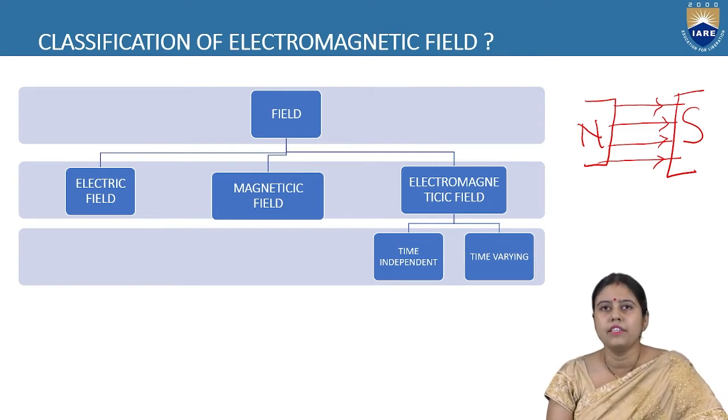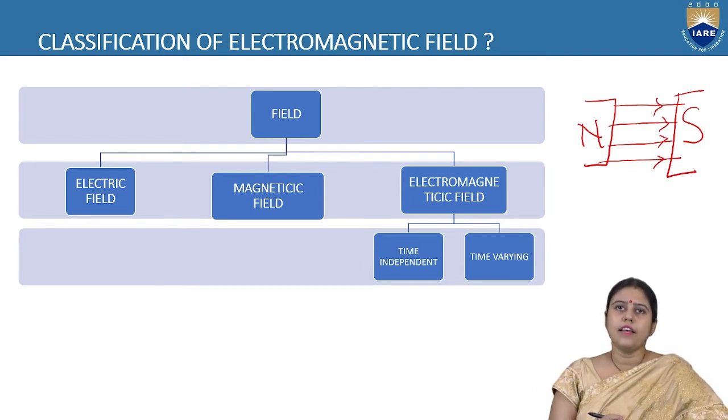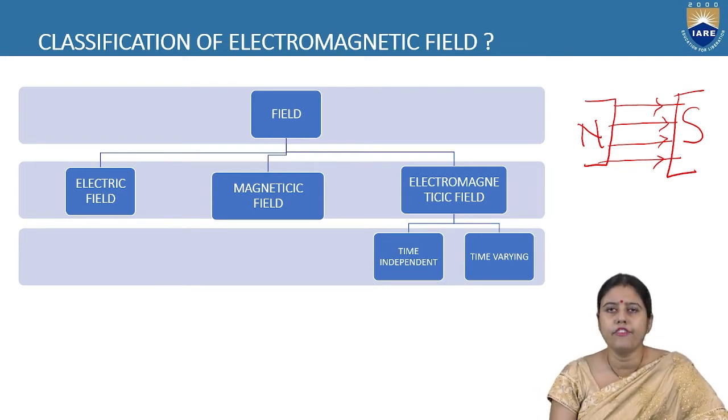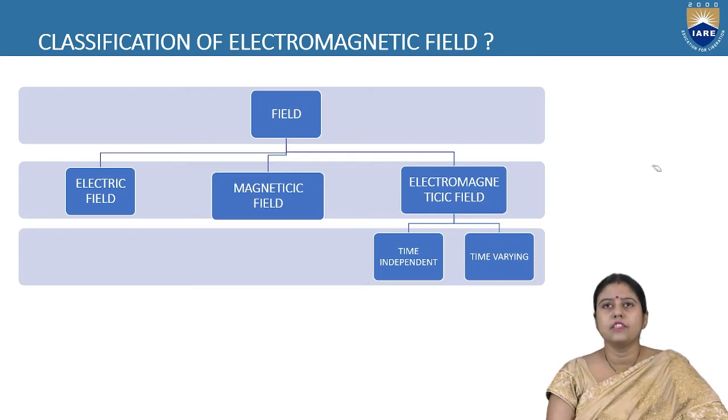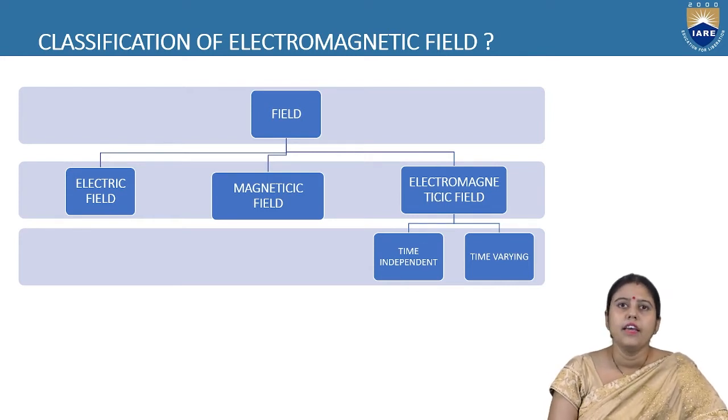It may be of two types: one is time independent and the other is time varying. For simplicity, if we give a DC source to the iron, we will get a field which is time independent, or time constant. If the supply is AC, we can call it a time-varying field. So fields are basically of three types: electric field, magnetic field and electromagnetic field.